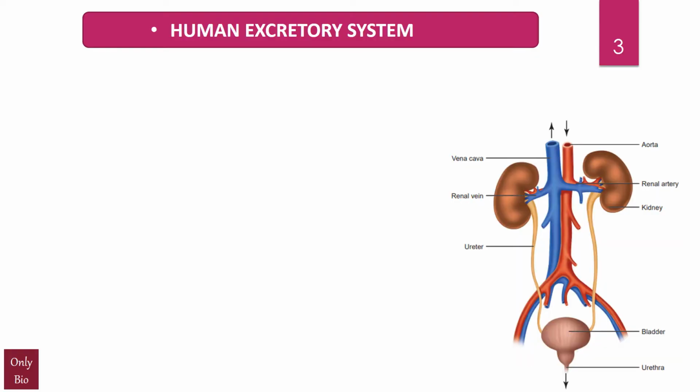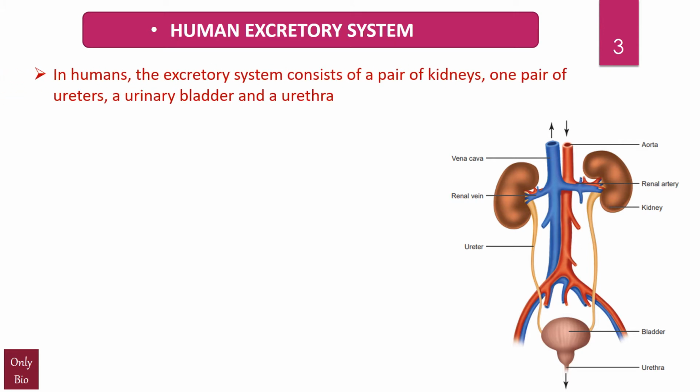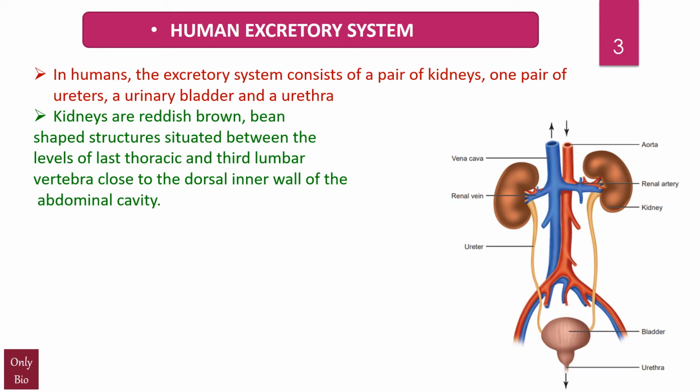In this session, we are going to talk about the human excretory system. Now, in humans, the excretory system consists of a pair of kidneys, one pair of ureters, a urinary bladder, and a urethra. Now, these kidneys are reddish brown, bean shaped structures situated between the levels of the last thoracic and third lumbar vertebra, close to the dorsal inner wall of the abdominal cavity.